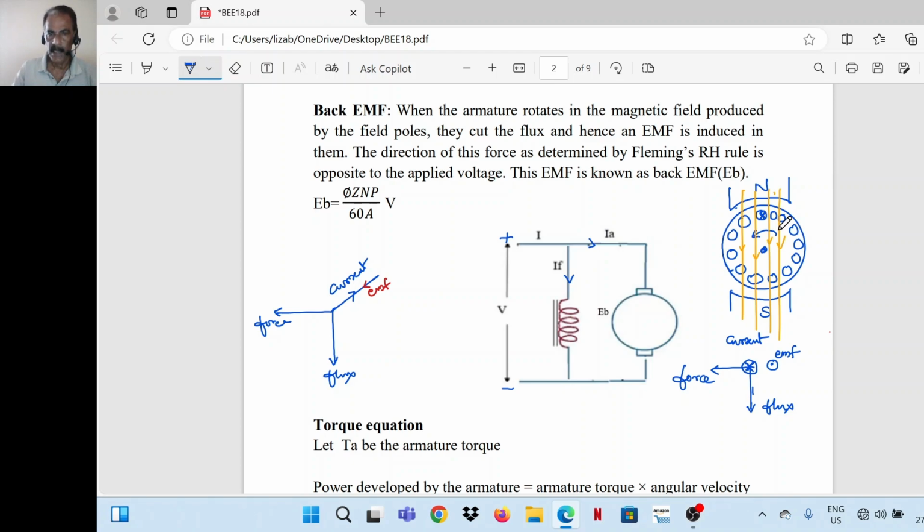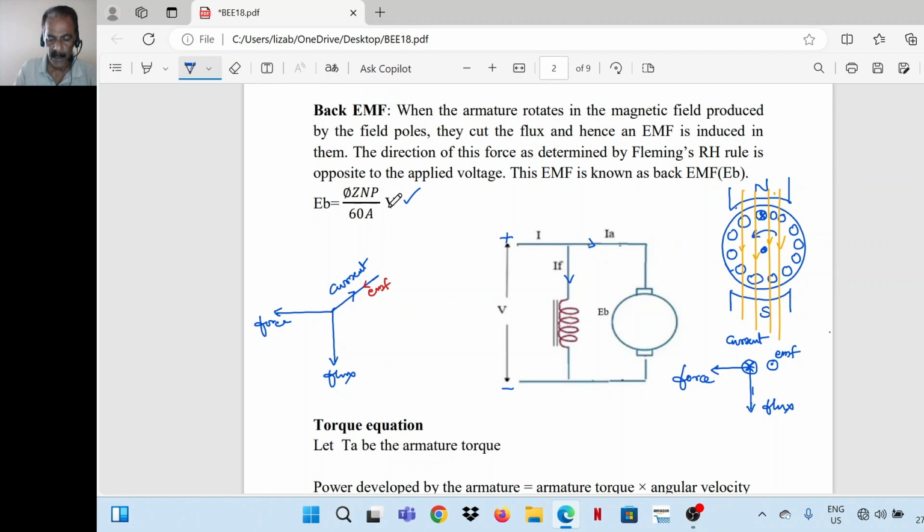Now what happens is that armature conductors are moving in the magnetic field. Now when a conductor moves in a magnetic field, an EMF is induced in it. So if we mark, say here the diagram is drawn again, direction of flux, direction of force, direction of current. So the magnitude of this EMF is same as in the case of generator, phi Z N P divided by 60A.